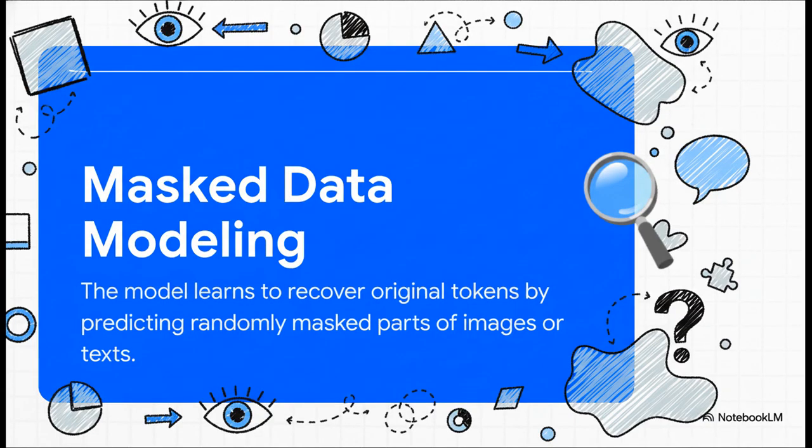And how did they teach it? With a super simple but incredibly powerful game called masked data modeling. All it is really is fill in the blank. You show the AI some data, text or an image, with a piece missing, and its only job is to guess what that missing part is. That one simple task is all BEIT-3 needs to learn.